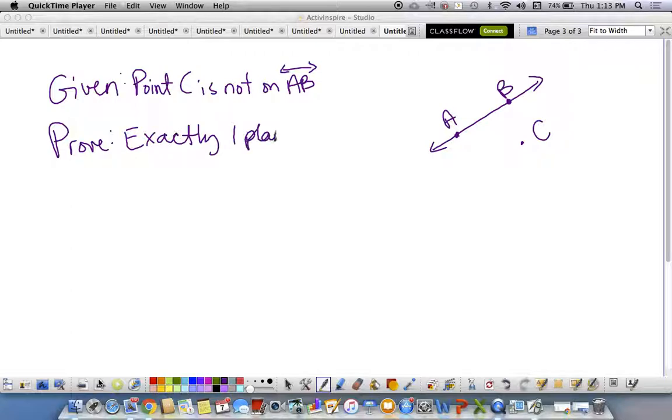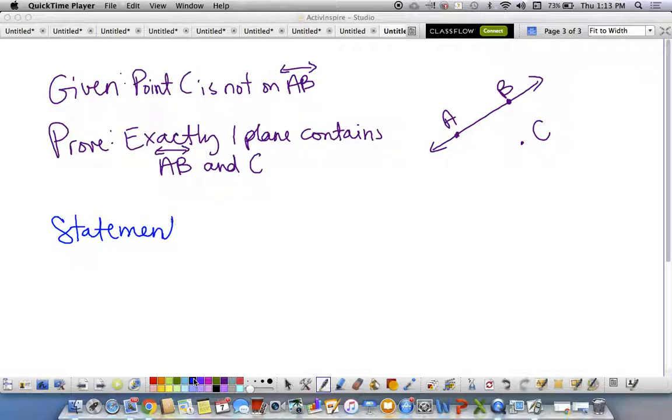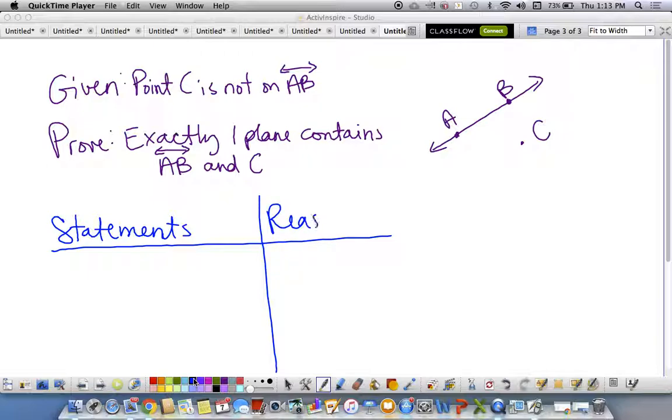Exactly one plane contains line AB and point C. So we've got the first 3 steps. We've got the given, the prove, and the diagram. What do we need next? Statements go in the left column. And my reasons will go in the right column. We're going to label it statements and reasons.